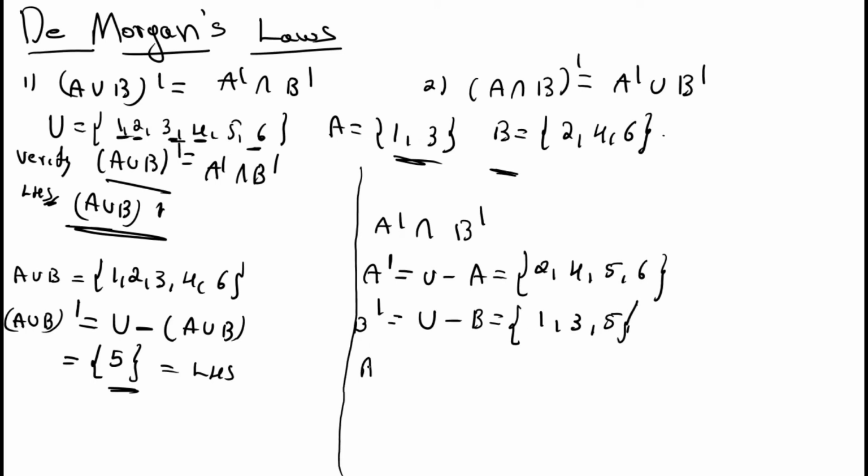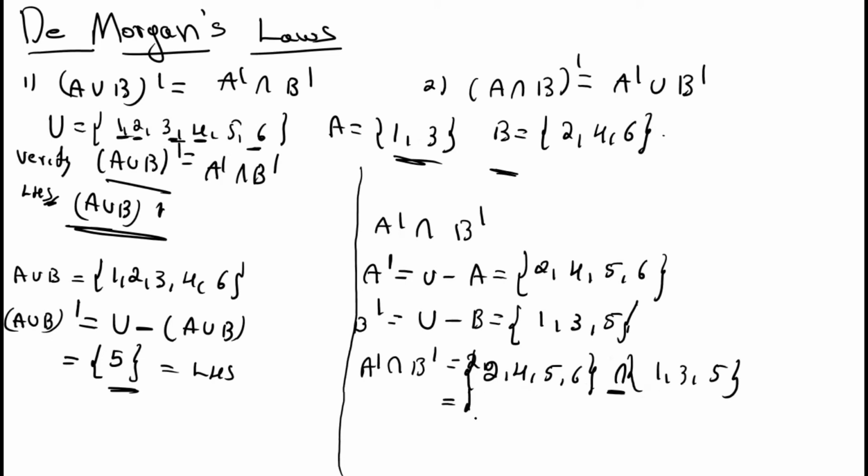Next, what you have to calculate? A dash intersection B dash. What is A dash? 2, 4, 5, 6 intersecting with 1, 3, 5. What is the meaning of intersection? Writing the common elements in A and B. What are the common elements? 2 is not there, 4 is not there, 6 is not there. You can find only one common element, right? That is 5, or singleton set 5.